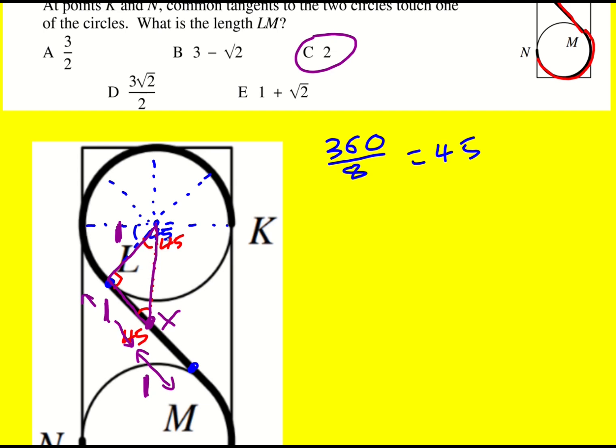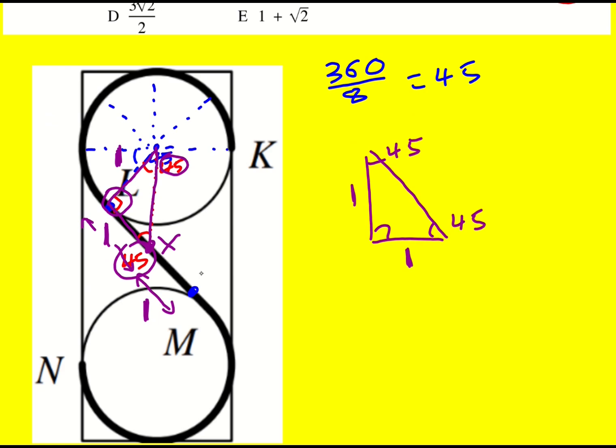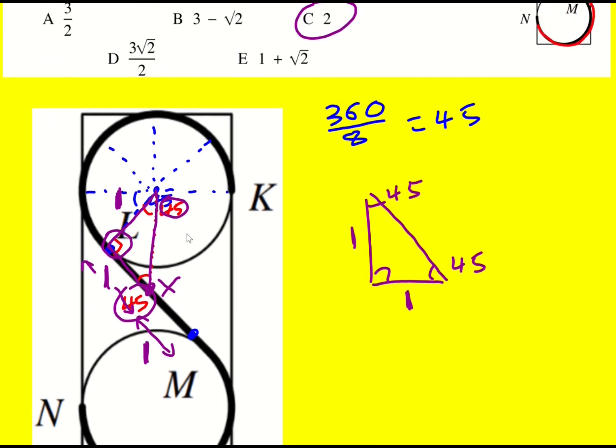I then argued that this one was 45, this one's 90, so this one must be 45, so it creates this right angled triangle. And because it's isosceles and this was the radius, 1, then this length is also 1. So we've got L to X, make exactly the same argument for the bottom circle, meaning that MX is also 1, and that gives this answer. Really nice method.